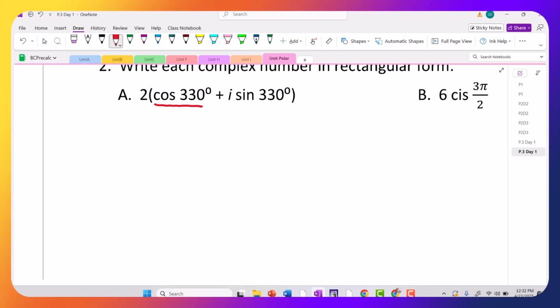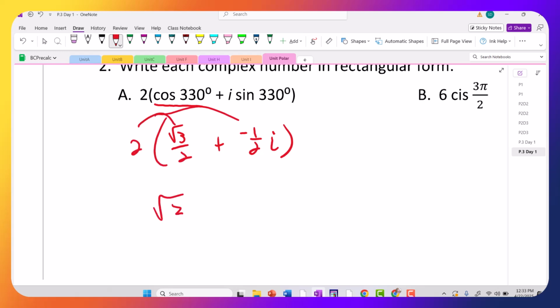330, what kind of angle measure is that? A 30 or a 60? Come on, how far away is it from 360? 30. What's the sine of a 30, everyone? But what is sine in quadrant 4? Negative. So everyone, you would not need me for this. I could just say, hey, evaluate that and simplify that, and this is what you would do. What's the cosine then of a 30? Not 1/2, but what? And then what's cosine in quadrant 4? Positive. And then you could distribute the 2. So this becomes √3 minus i.